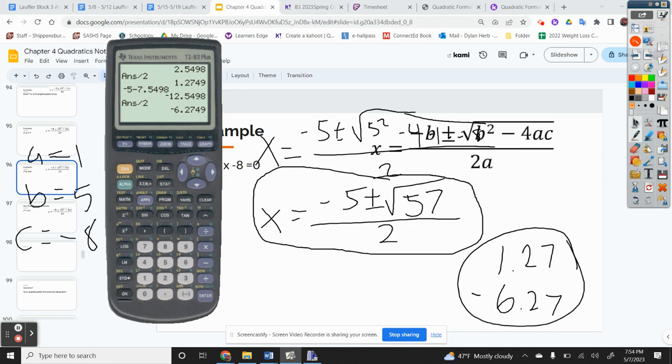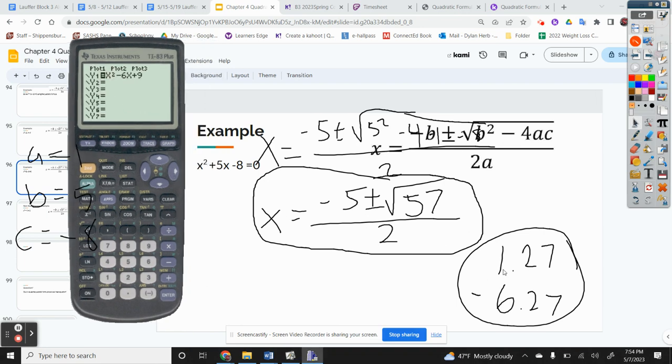And again, we can check our work here. So let's type in our equation, make sure that these two are where it crosses the x-axis. So put plus 5x minus 8. Hit graph, and hopefully, so 1.27 is the point right here on the right. It's in between 1 and 2. And then negative 6.27 is the one that's over here on the left side.